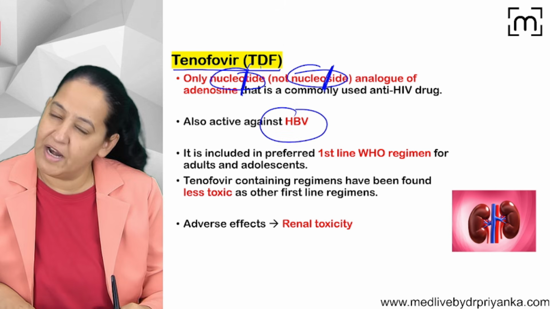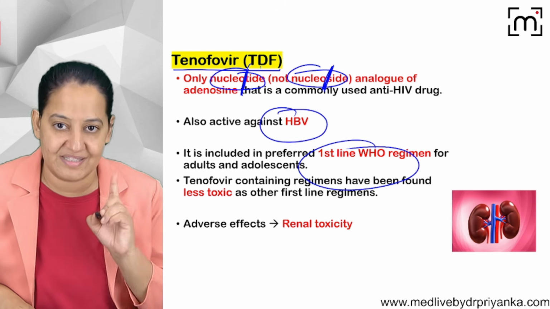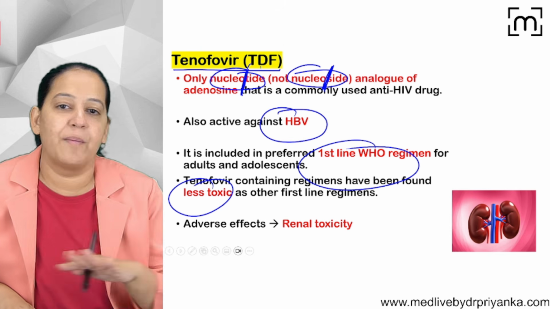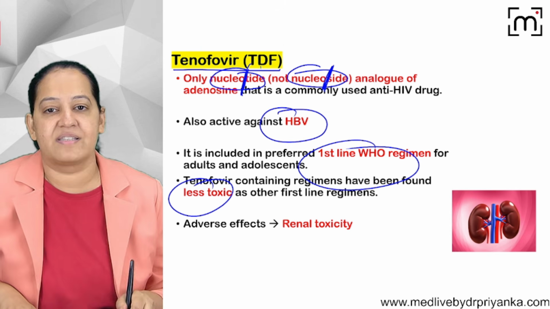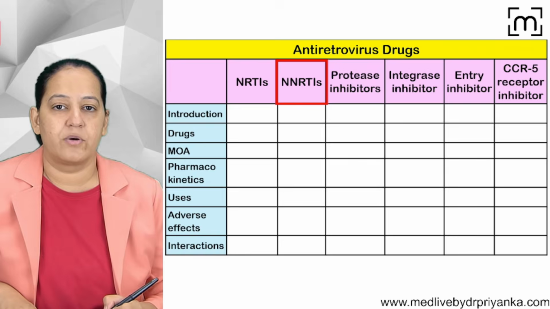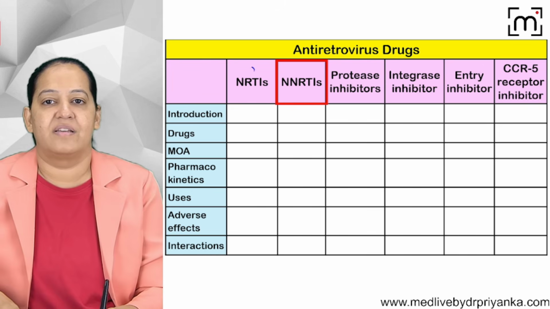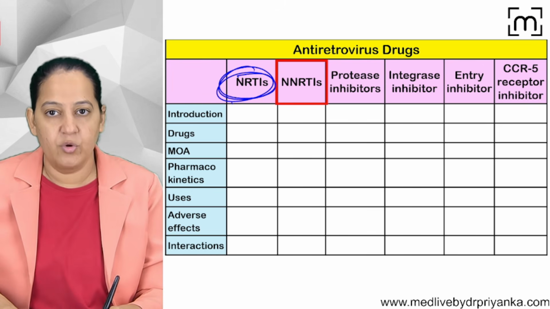It is effective against hepatitis B also along with HIV. It is used in first line treatment. It is the least toxic among all drugs. That is why it is used in first line. And the most important toxicity is renal toxicity. So we are done with NRTIs. I taught you all of them. Okay, you know everything about them.